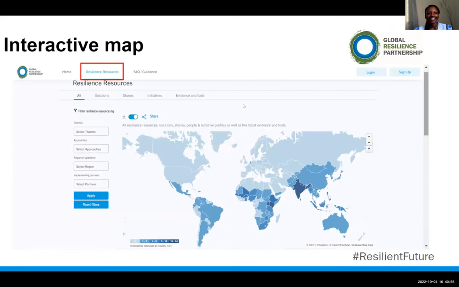Okay, so what really is the resilience platform? Basically it's an online space for capturing, accessing, co-creating and advancing the latest resilience knowledge. So when you arrive at the resilience platform, you first of all access the resilience resources by selecting a tab, which is resilience resources, and then you'd be brought to this interactive map.